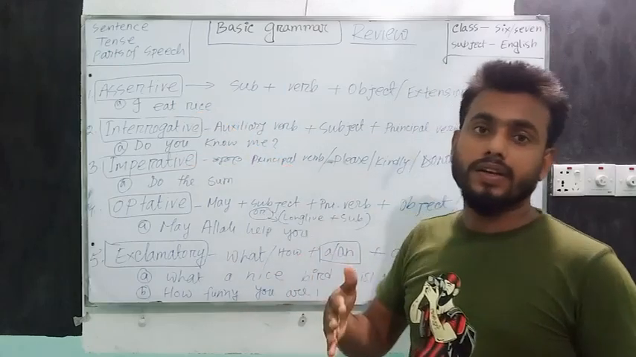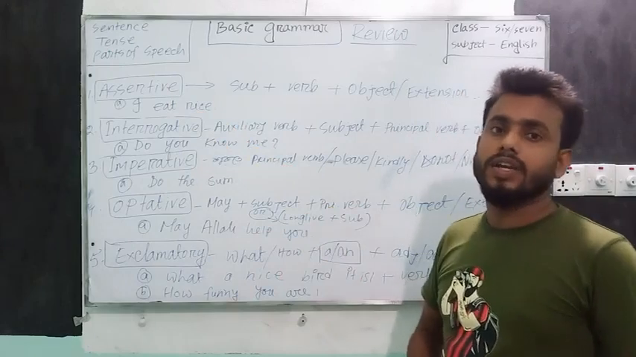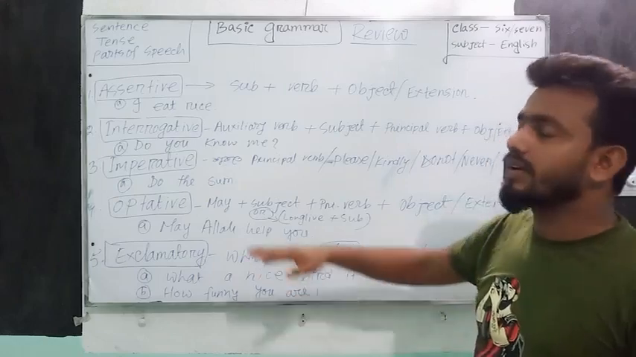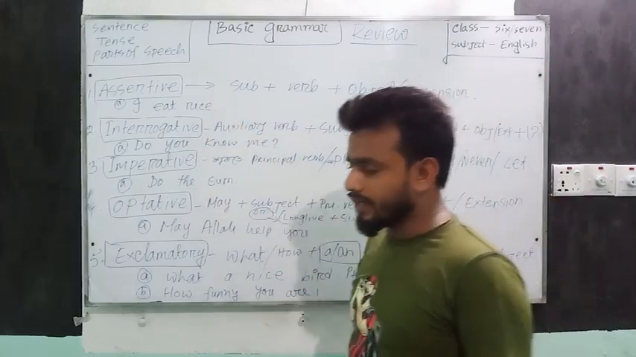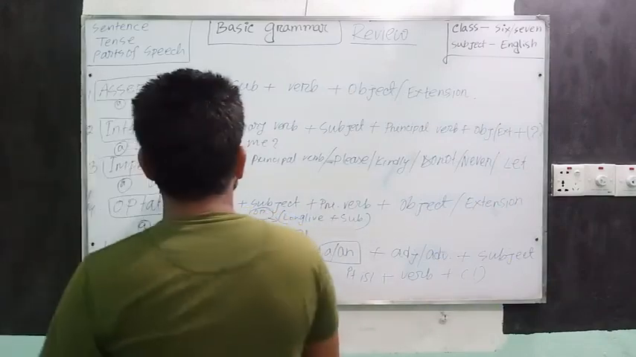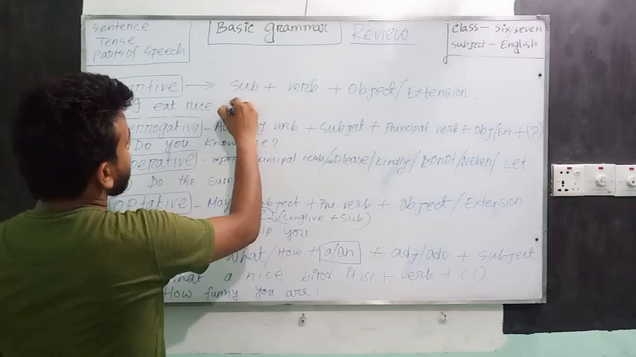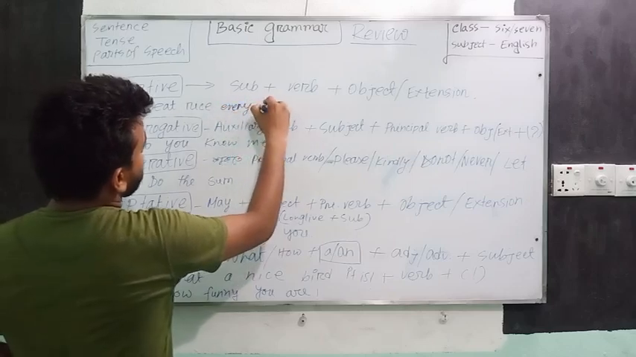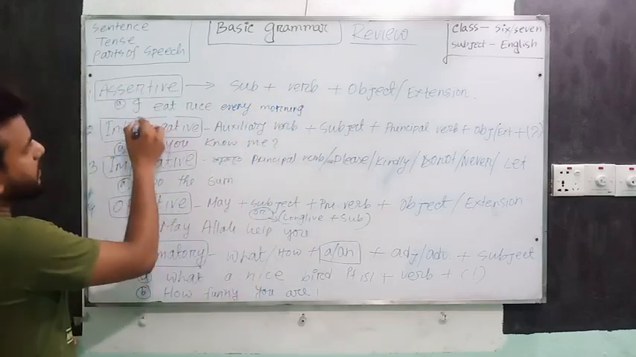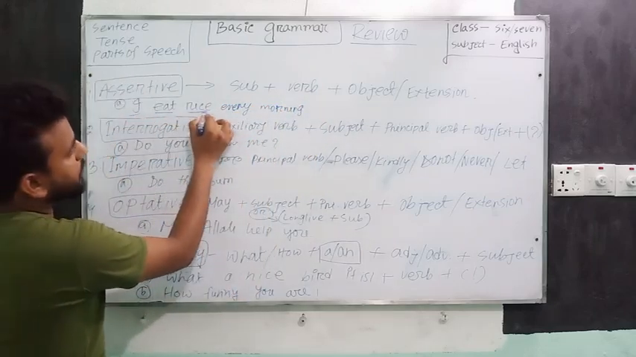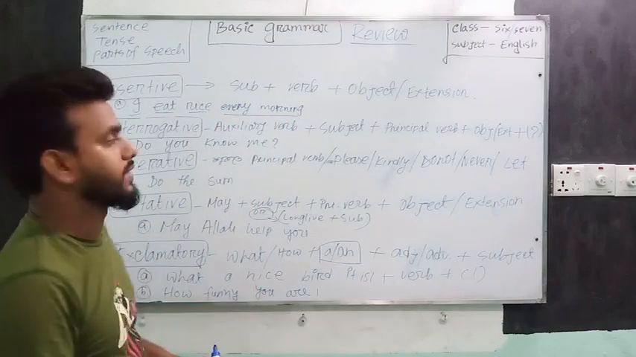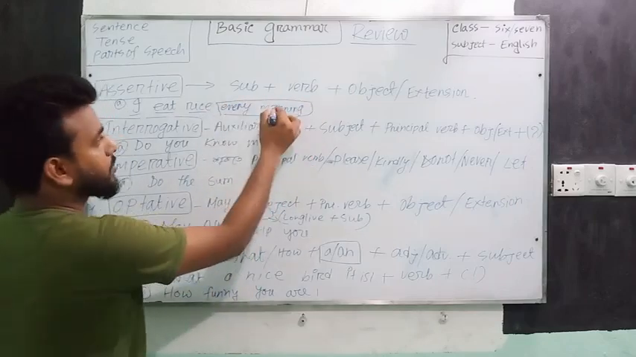So whenever you ask the verb about what or whom, you can find out the object. And there are other double questions like when, where, who. Everything is our extension. Like, I eat rice every morning. In this sentence, this is a subject, this is a verb, this is an object, and this is an extension, because every morning answers when and how many times. So this is called extension.